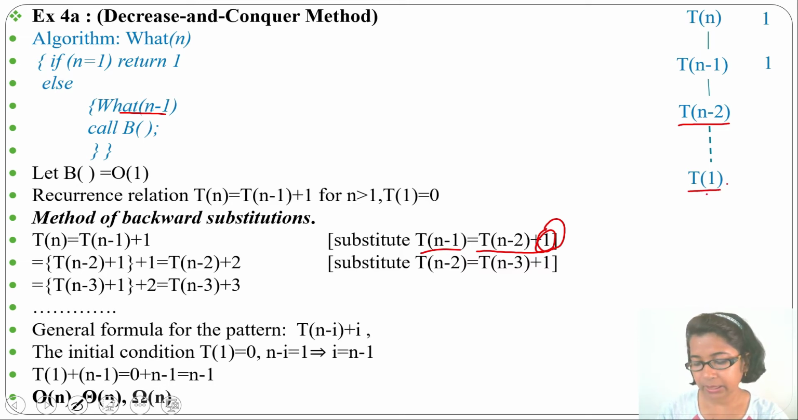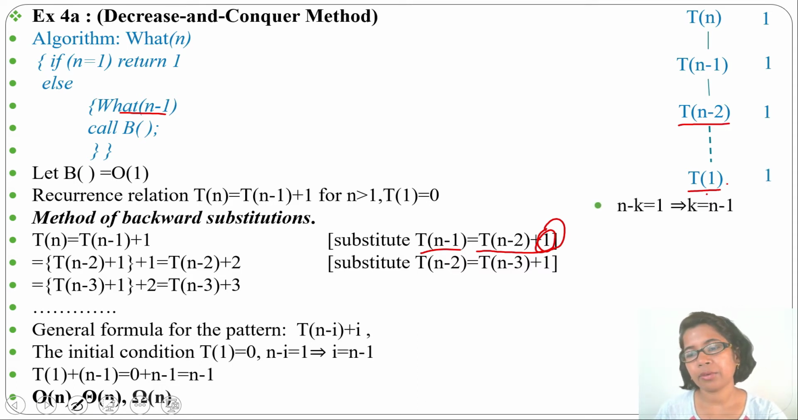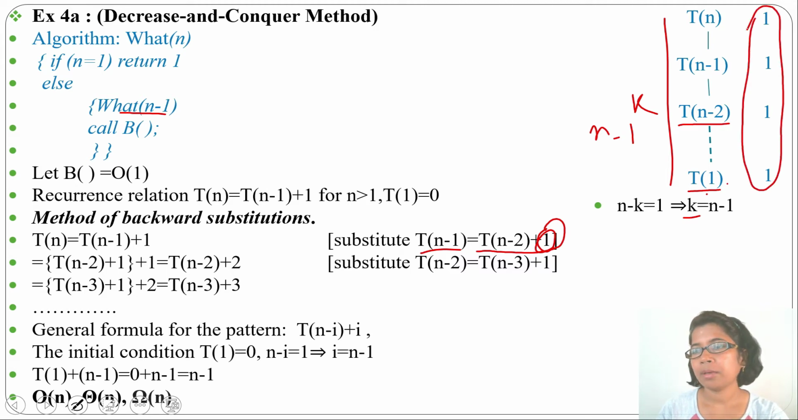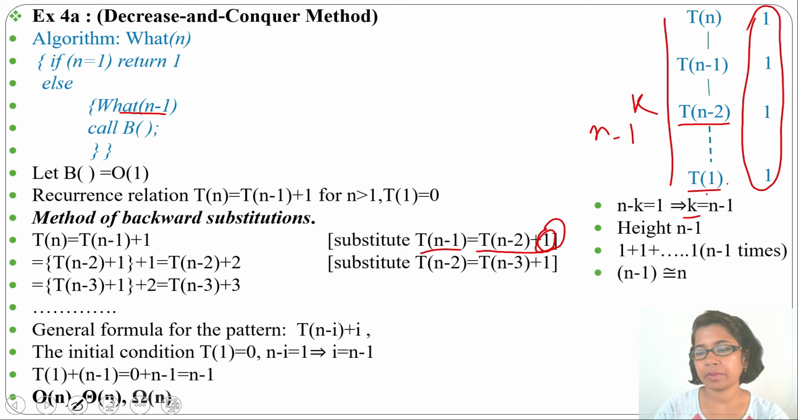Just assume this as n minus k. So n minus k equals 1 means k equals n minus 1. We got the height. Height is n minus 1. This height is the same as k, or you can say height is n minus 1. Next, for running time we need to add these ones. How many ones are there? 1 plus 1 plus 1 up to n minus 1 times. So you can say it is n minus 1 or approximately n. Running time will be big O of n or theta of n or omega of n.